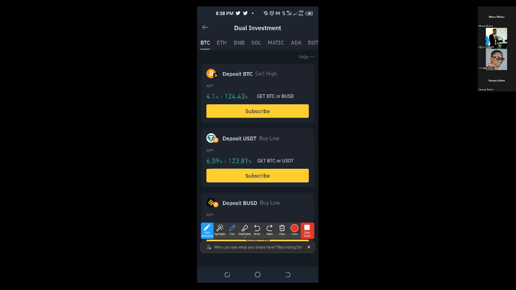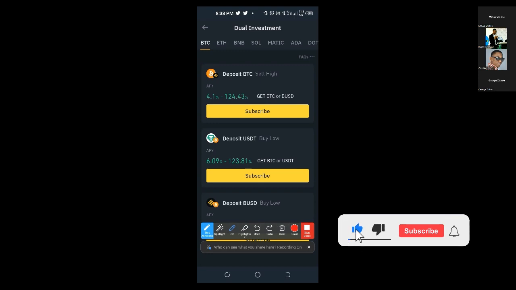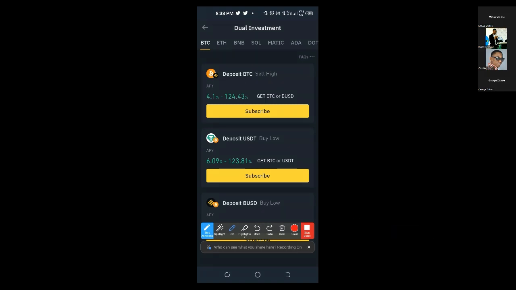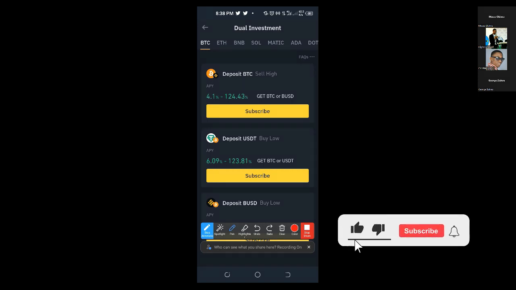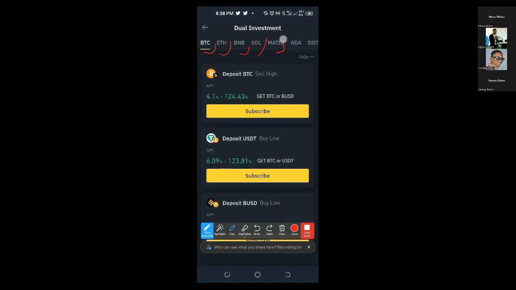The same way you sell high is the same way you can buy low. The same procedure applies. Buying low means that you need to have BUSD or USDT, so you are investing in BUSD or USDT. What buying low simply means is that you deposit your stable coin, in this case BUSD or USDT, and then you select a target price at which you aim to buy other crypto. What are those other crypto you want to buy? Either BTC, Ethereum, BNB, Solana. You can click on any of these and go ahead and subscribe to it.